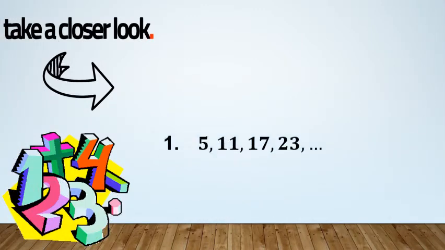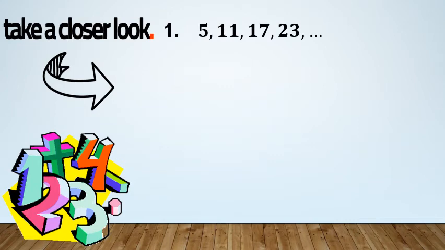Take a closer look. Number 1, we have 5, 11, 17, 23. Ano ang observe nyo? Paano nakukuha or na-obtain ang second term, third term, and fourth term? So, para maging 11 ang 5, magdadagdag tayo ng 6. 11, para maging 17, magdadagdag ulit tayo ng 6. Again, for 17, maging 23, mag-a-add tayo ng 6.